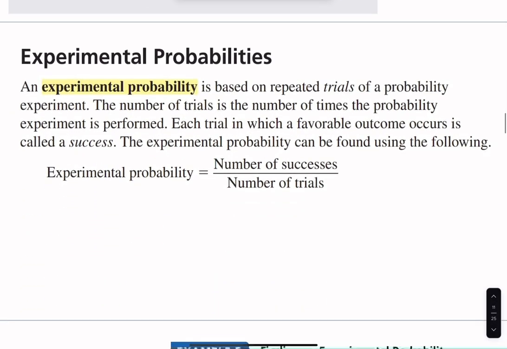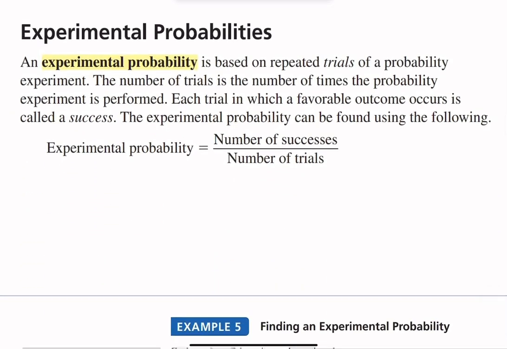All right, moving forward. Experimental probabilities. Everything we've been talking about so far is theoretical. It's in theory. Experimental is based on when you actually do the trials. So it's based on repeated trials of a probability experiment. So now I'm taking what was once theoretical and I'm actually putting it out there into the universe and doing it. For the experimental probability, you're just going to find the number of successes, so how many times it actually happened, over the number of times that you did it total.